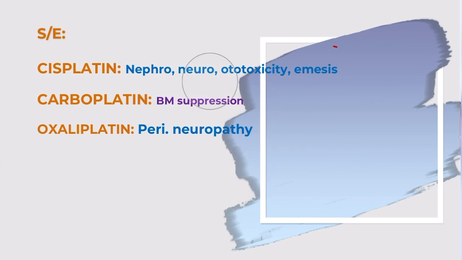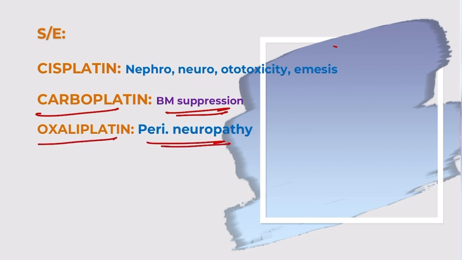cisplatin-induced nausea and vomiting. Carboplatin, important side effect is bone marrow suppression, and oxaliplatin, peripheral neuropathy. But these are not very important. Most important is cisplatin emesis. Okay.